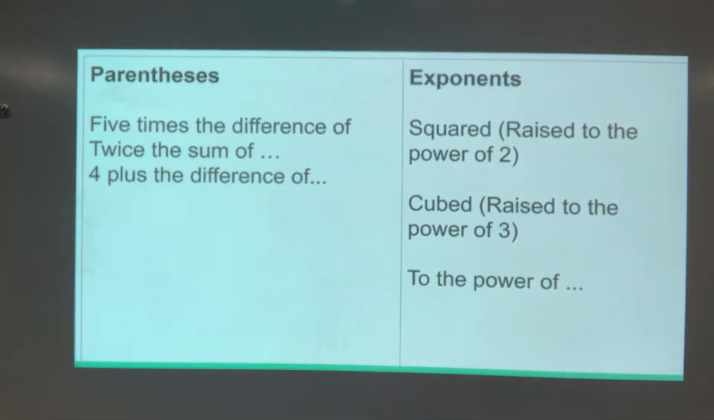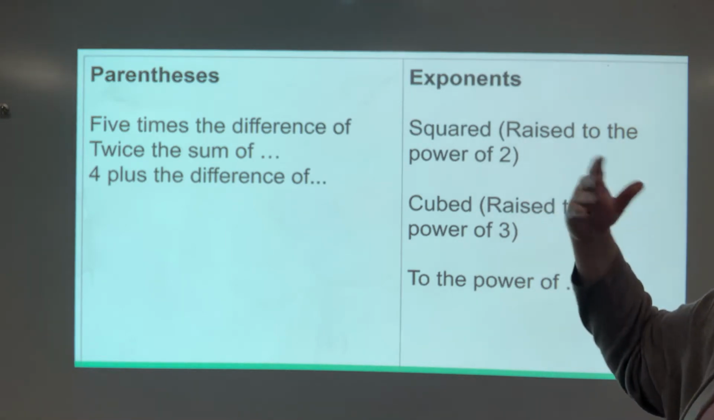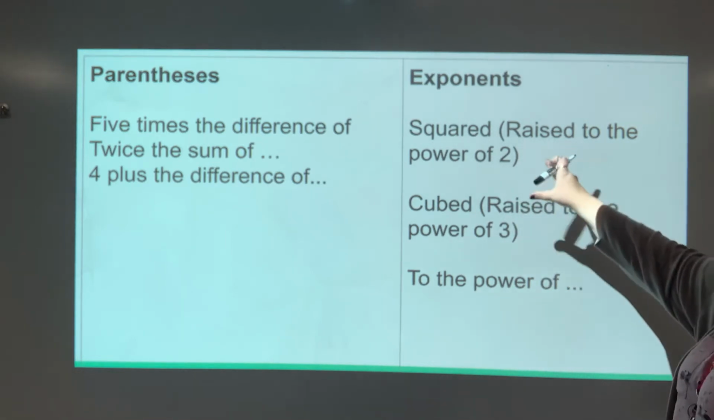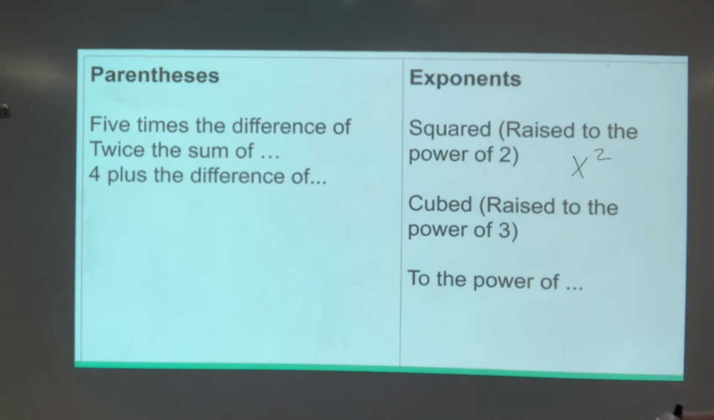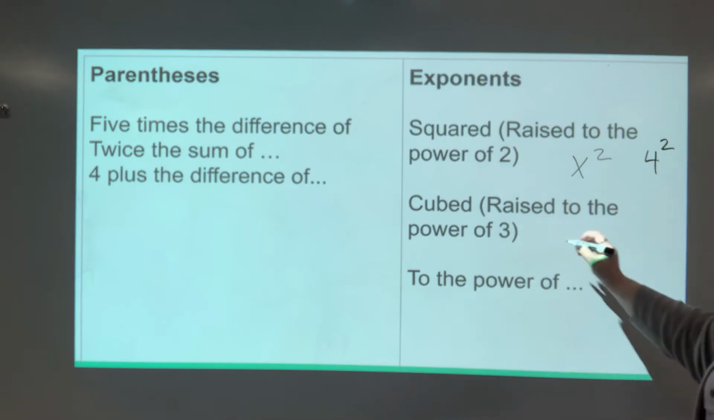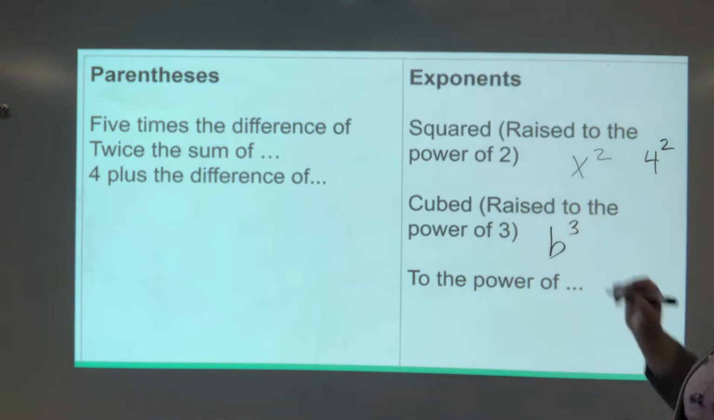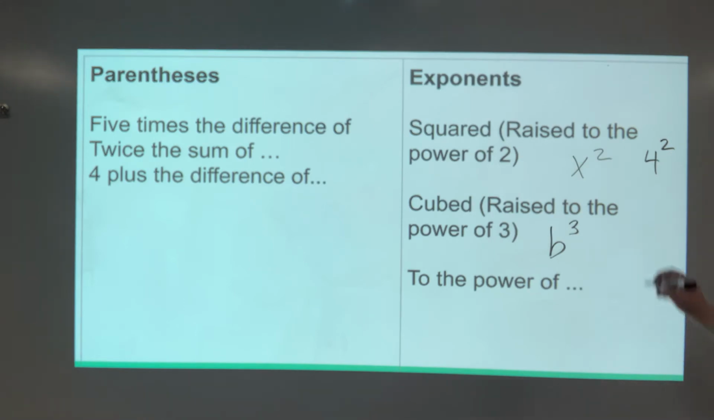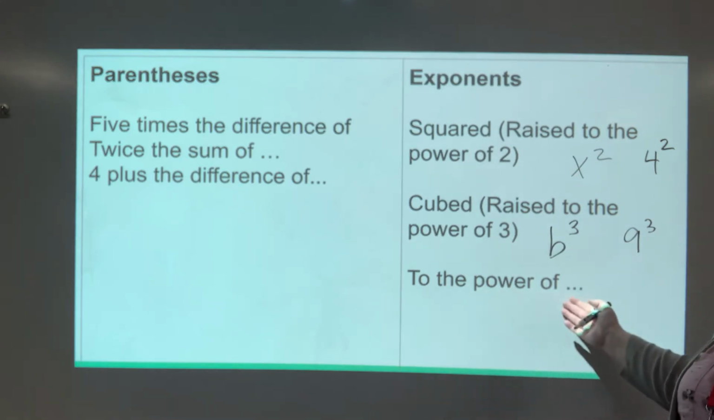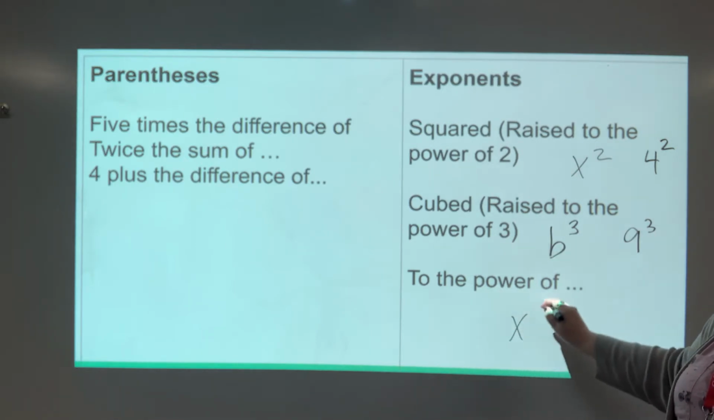For exponents, we'll also run into some of these as well. So make sure you know when I say x squared, okay, raising it to the power of 2. So x squared, 4 squared. If I said b cubed, that would be raising to the power of 3, right? Or if I said 9 cubed, or if there's anything above an exponent of 2 or 3, I would just say to the power of 5. So x to the power of 5.